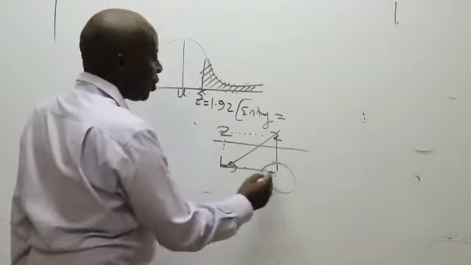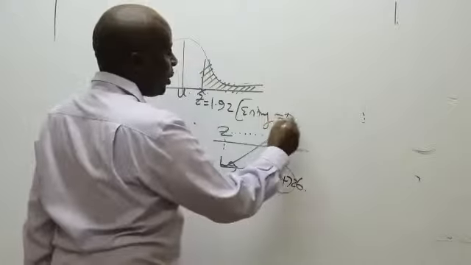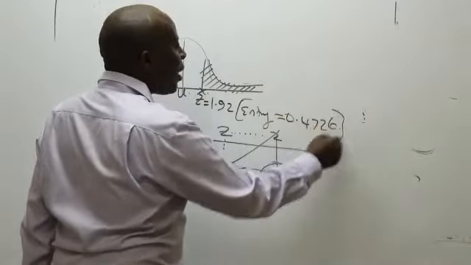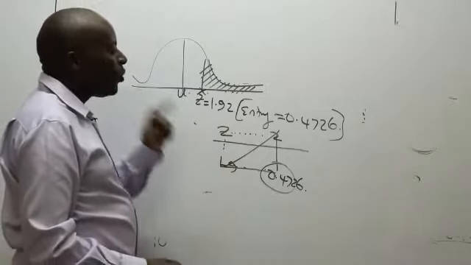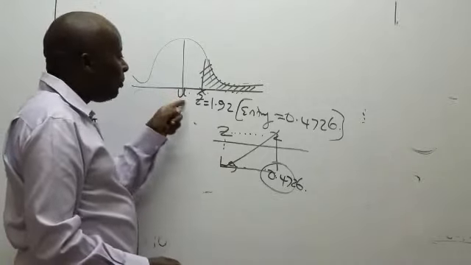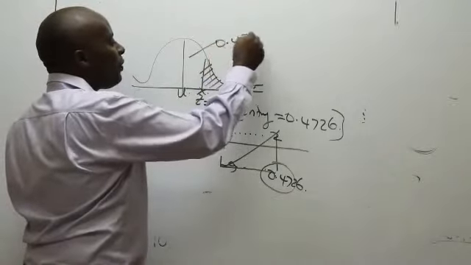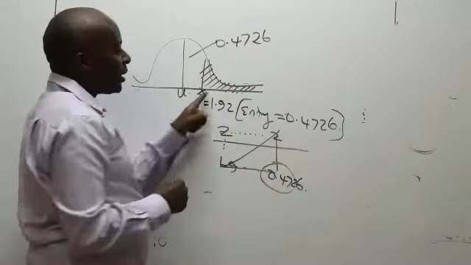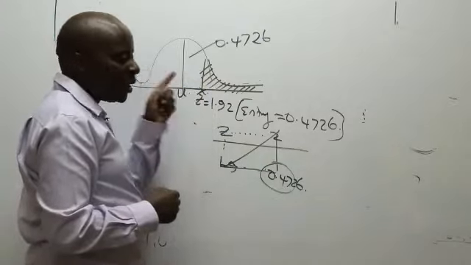0.4726. So this is the entry, 0.4726. But now remember that the entry you have read is the area between what and what? It is the area between the mean and X. So whatever you have read here is 0.4726, and yet the examiner wants the shaded area. So in this particular case, how do I get the shaded area?